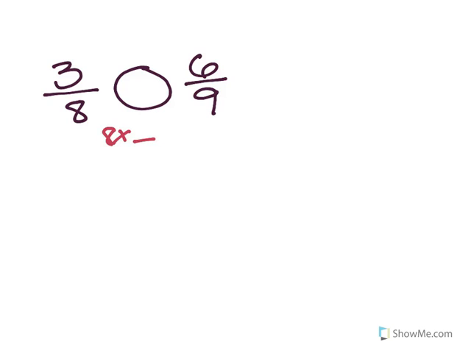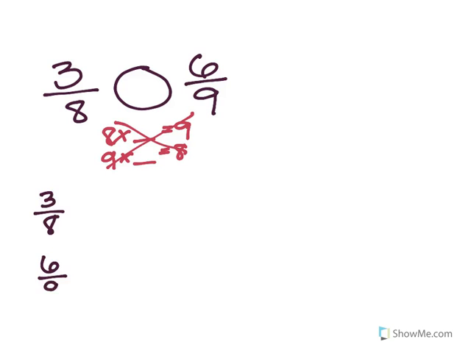Can I times anything by 8 to get to 9? Or can I times anything by 9 to get to 8? The answer is no. So I have to take my fractions 3/8 and 6/9. And I need to multiply them by the other denominator. So 8 is the denominator here. So would I multiply this by 8? No, I need to come down and look at this denominator. I'm going to multiply the top and the bottom by the 9. For 6/9, I'm going to multiply it by the other denominator of 8. So I multiply the top and the bottom by 8.